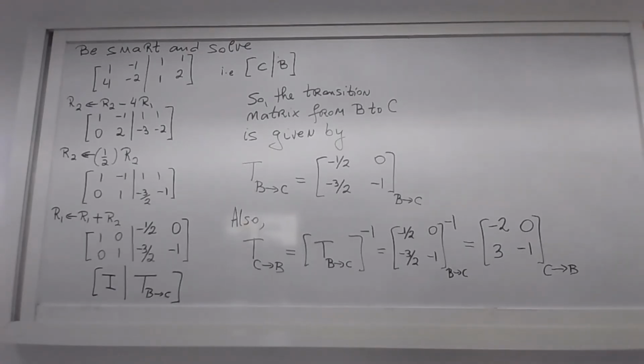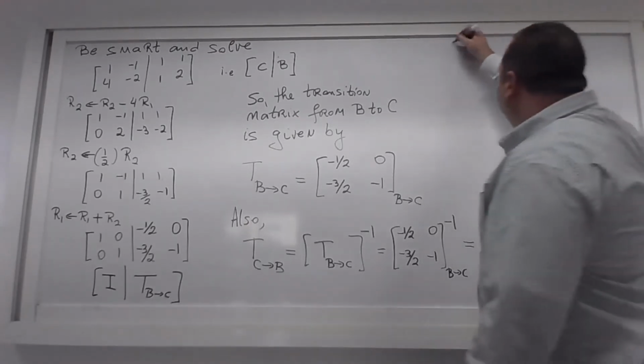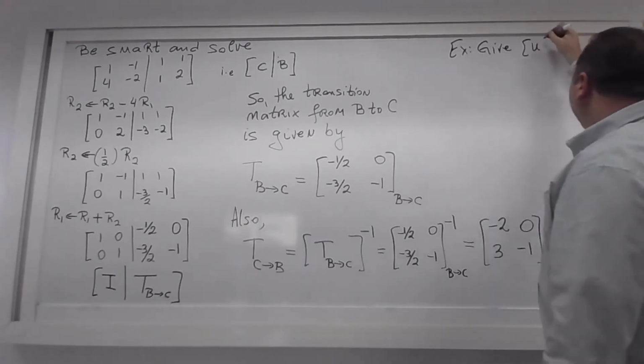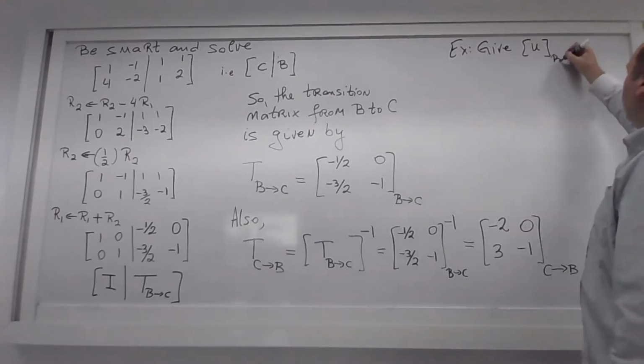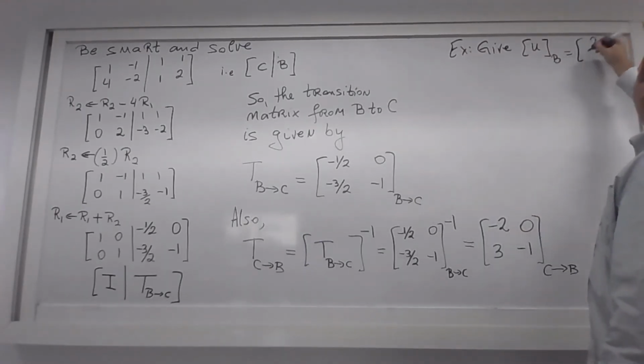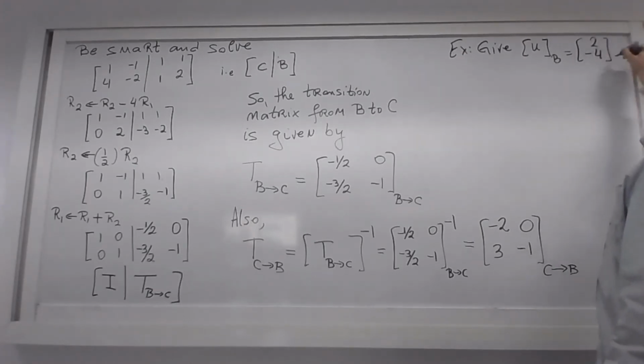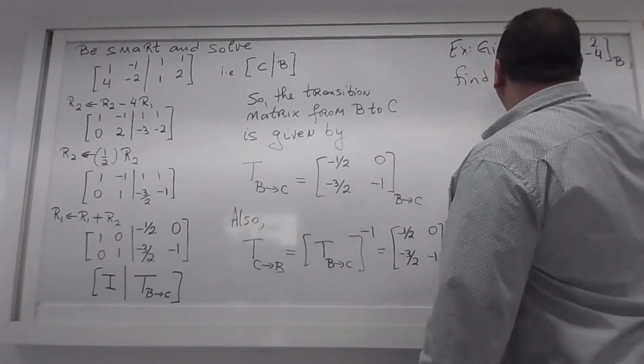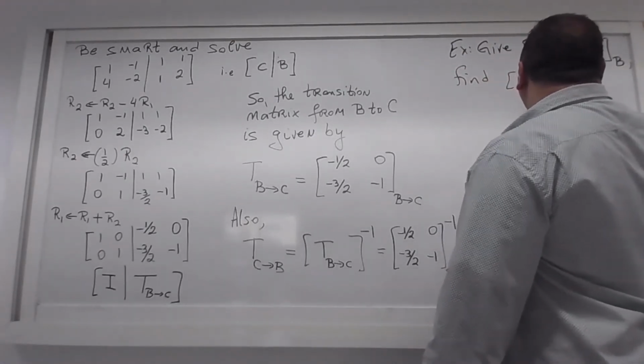So how do I use this now? I know how to find the transition matrix. How do I use it? Given the coordinates of U in basis B, let's say 2 and -4, for instance, find the coordinates of U in basis C.